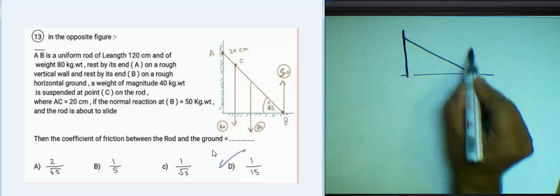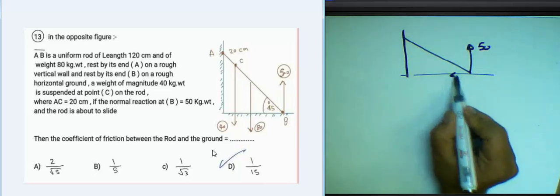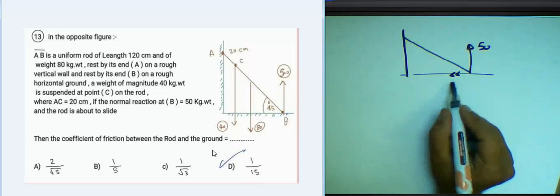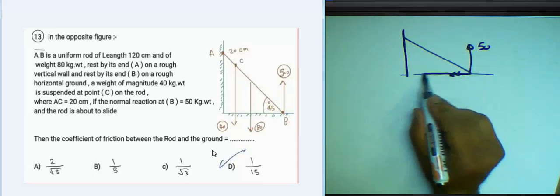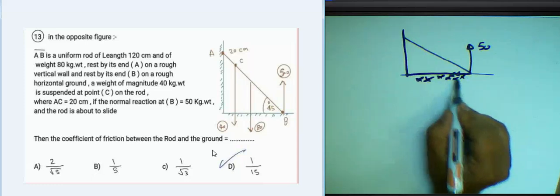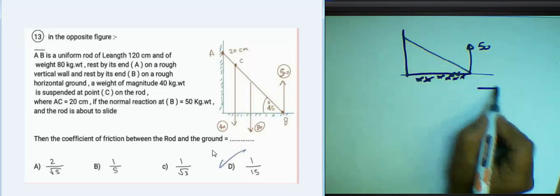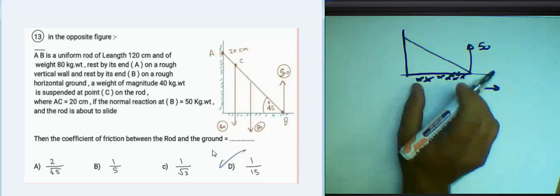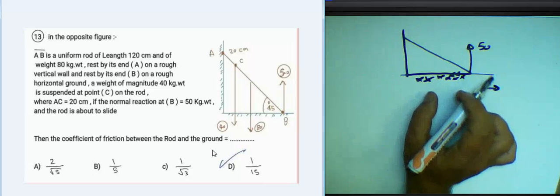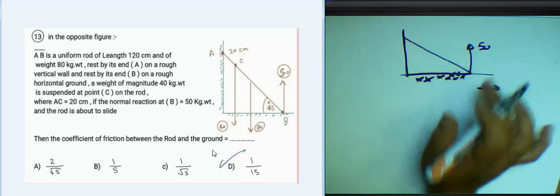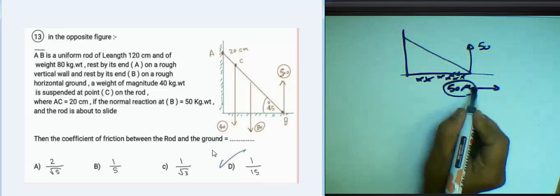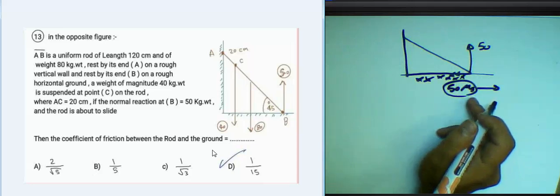Here we have the reaction 50, then we have mu statics here. The direction is to the right-hand side, so the friction force is mu statics times 50, it will be 50 times mu statics. He asked about mu statics, so we want to find mu statics in this example.